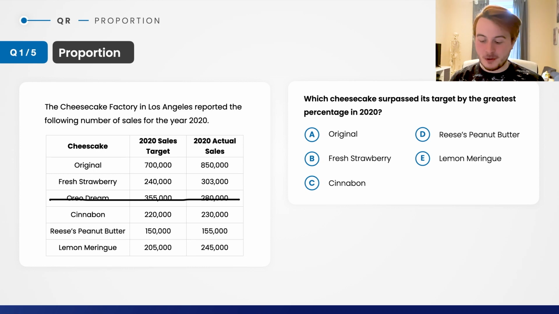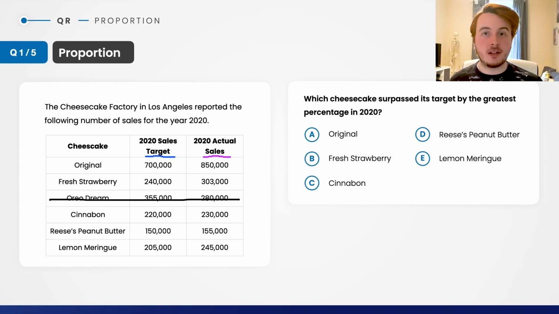So we're asked which has surpassed the target by the greatest amount. So we know that we're going to have to be doing sales, which is going to be this first column here, over target, which is going to be our second column here. So that's going to be the proportion that we use, sales divided by target, because we're looking for how much greater than the target the sales are.